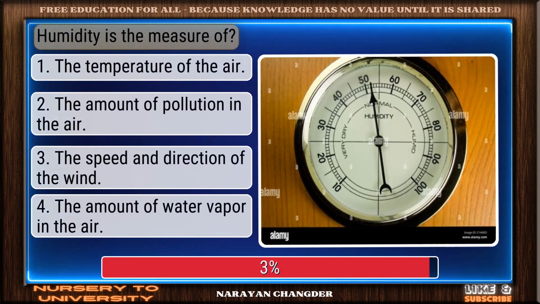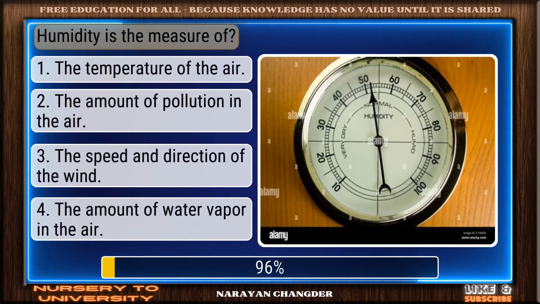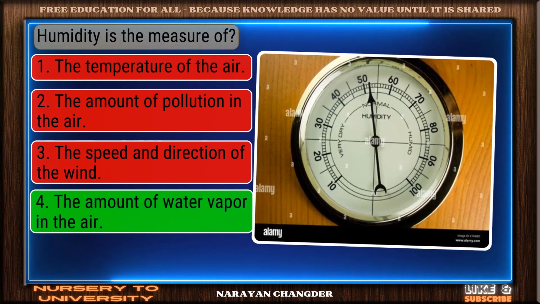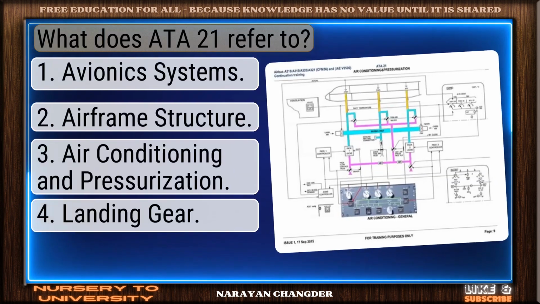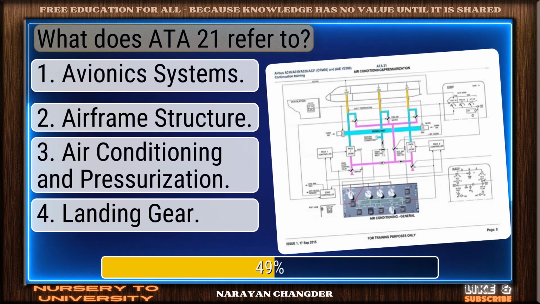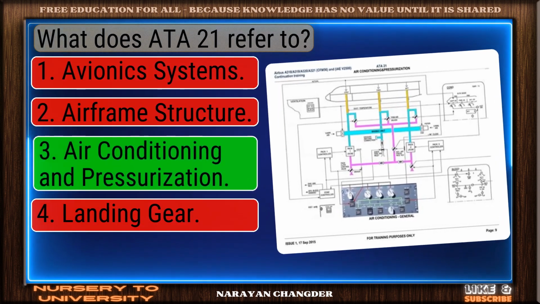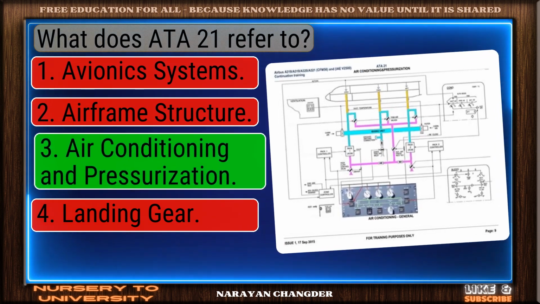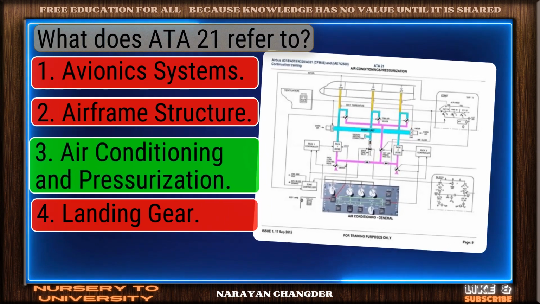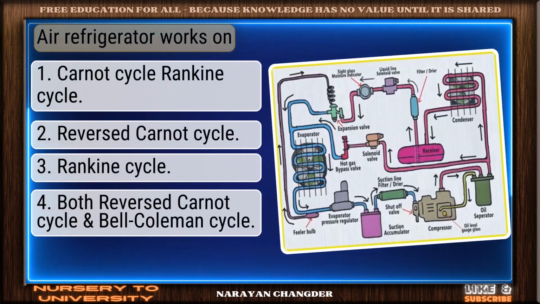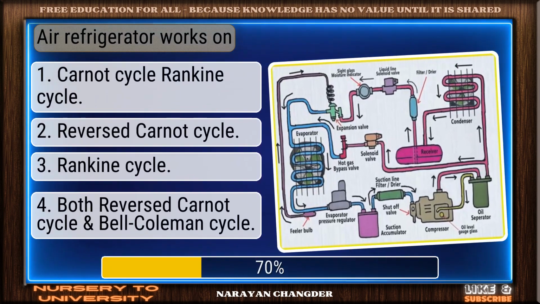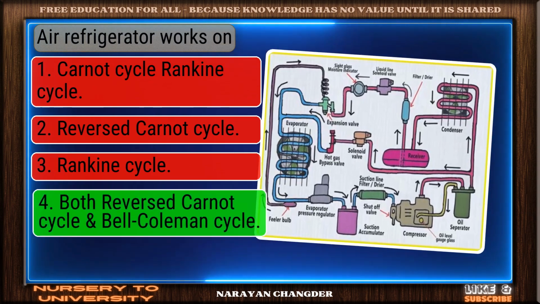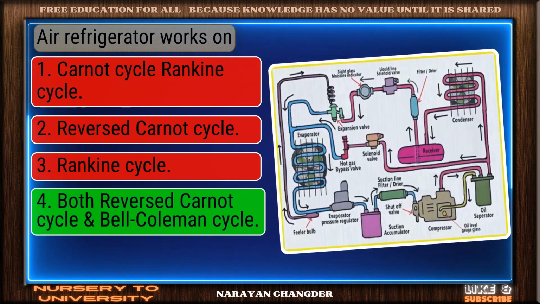Humidity is the measure of. On track. The amount of water vapor in the air is the correct answer. What does ETA 21 refer to? Clear logic. Your choice, air conditioning and pressurization, is sound and 100% true. Air refrigerator works on. Excellent. Both reversed Carnot cycle and Bell-Coleman cycle is a brilliant choice.